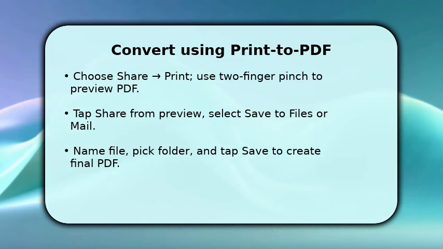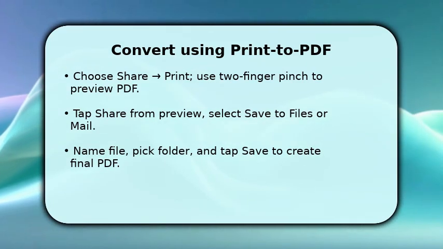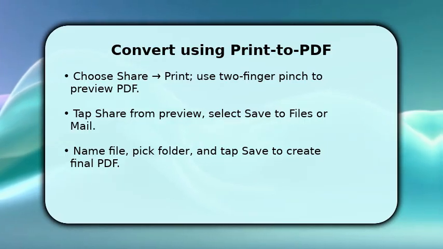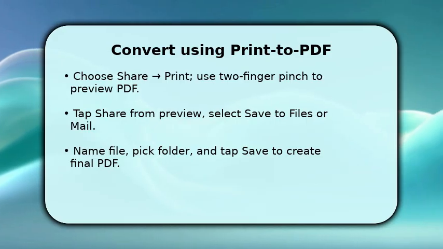Once you tap Print, a printer selection appears. Don't worry about choosing a printer. Use a two-finger pinch-out gesture on the print preview to generate a PDF preview. This is the conversion step. You're effectively rendering the document as a PDF.